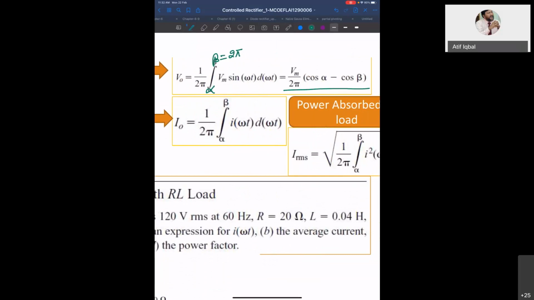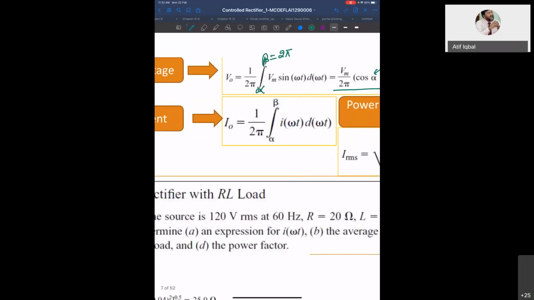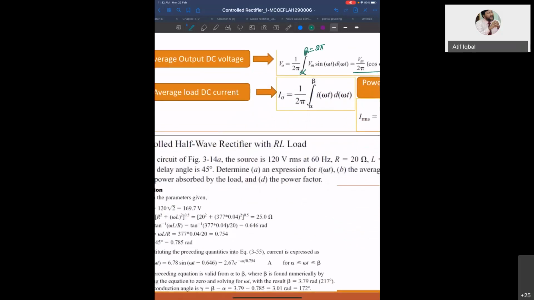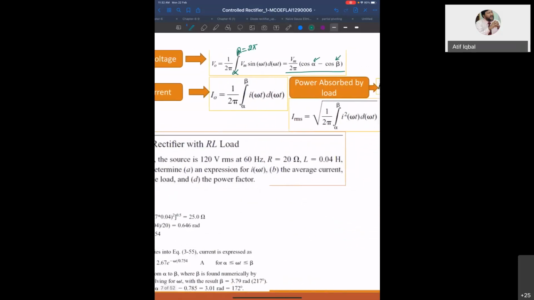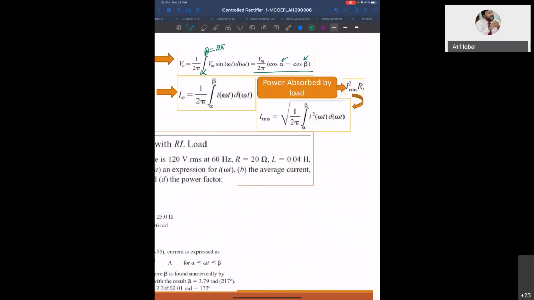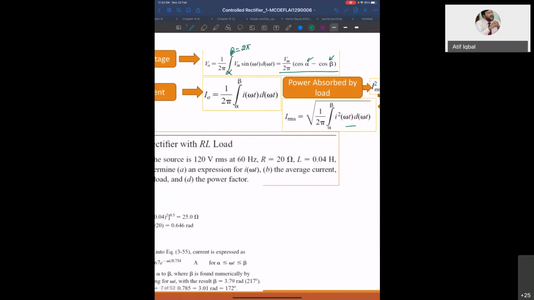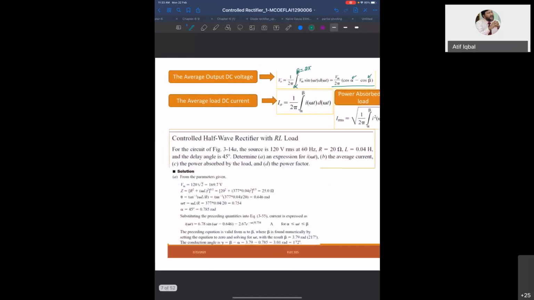So in this average voltage, as you said, there are two unknowns, alpha and beta. We'll see how we calculate that. And then the average load DC current is this. The average power absorbed by the load, and this is the RMS of the output current. Now let us see how we do the alpha and beta calculation.